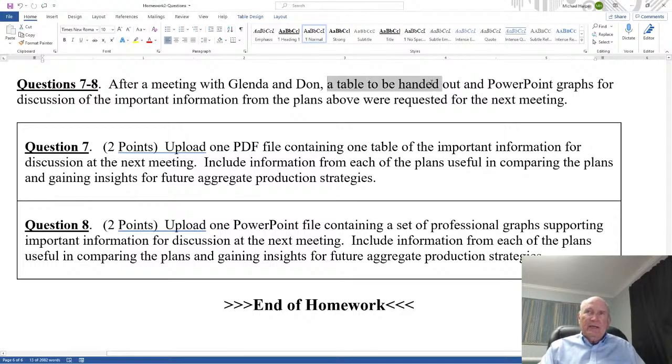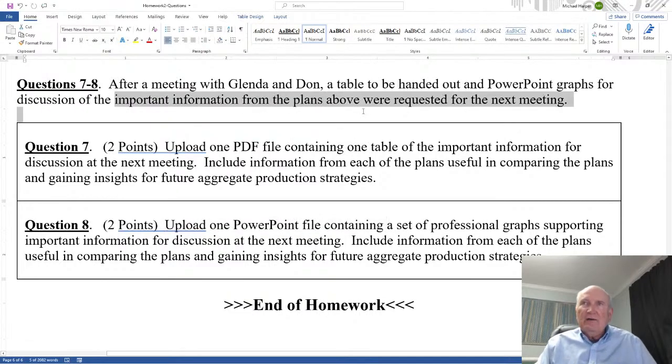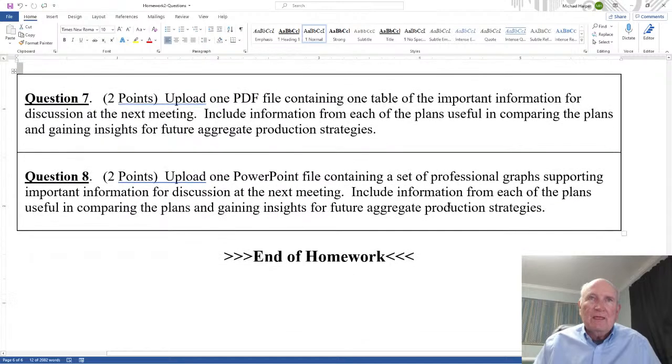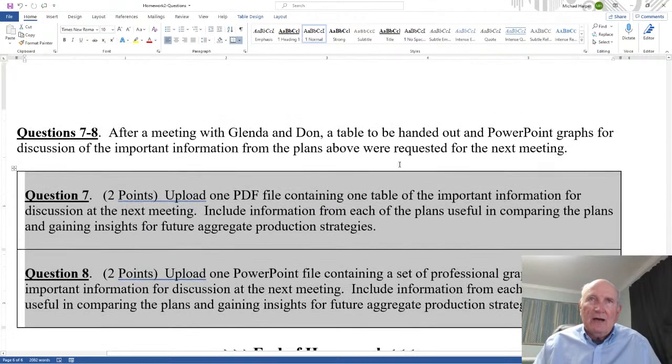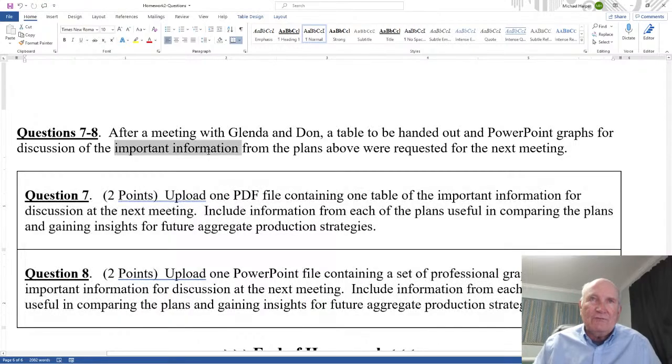A table to be handed out, which is a PDF, and PowerPoint graphs for discussion, which is a PowerPoint file, of the important information from the plans above, requested for the next meeting. So just create a PDF and a PowerPoint file. Now I want to emphasize the important information.